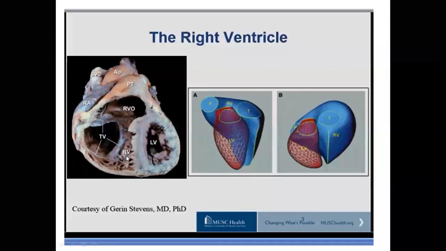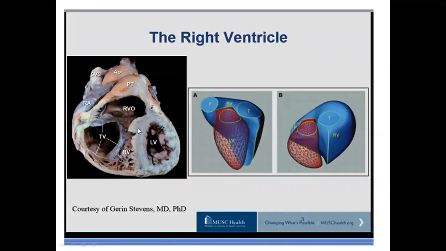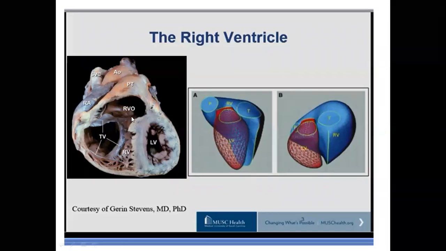And the trabecular part is something which characterizes the RV, with different bands. And the third part is the outlet part, where the RV outflow tract is located.